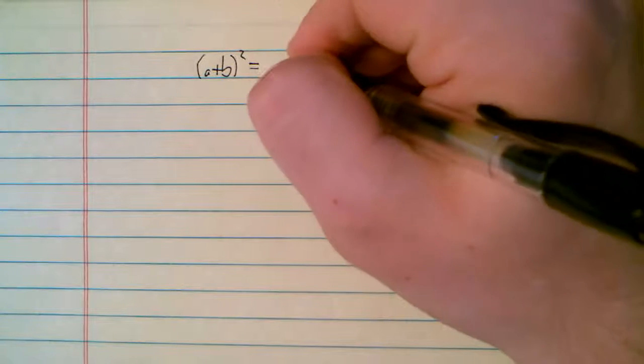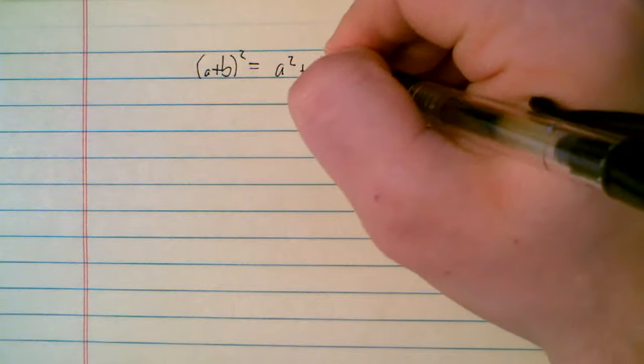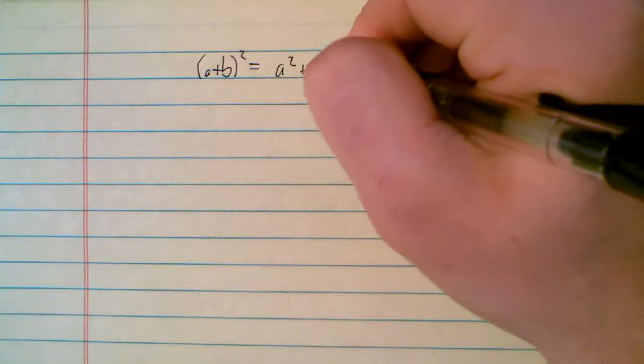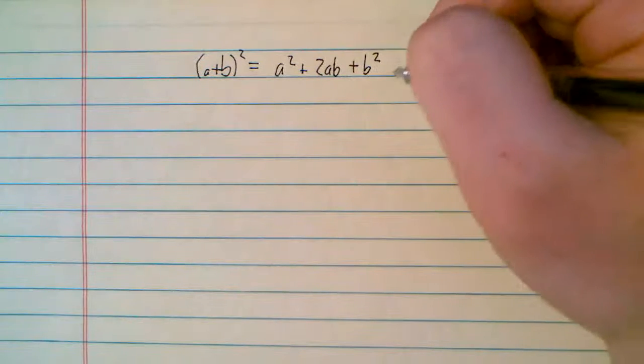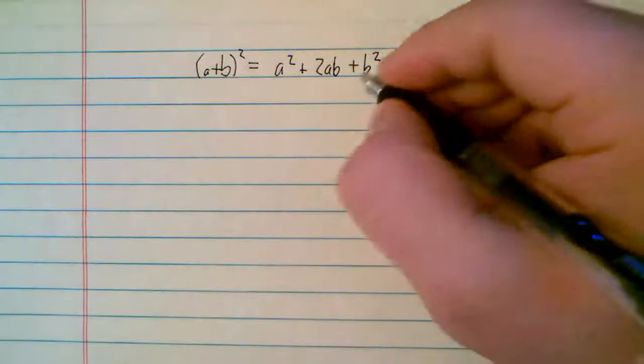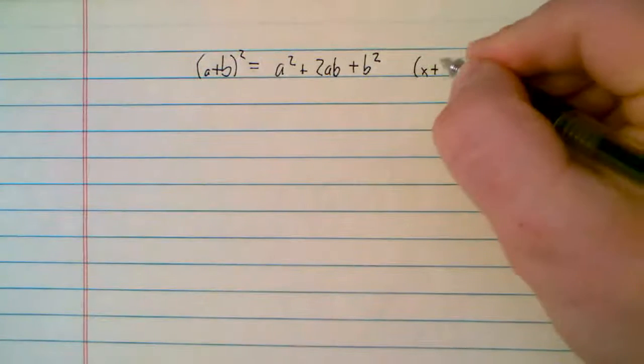In this video, we're going to look at the square of a binomial pattern. So if we have a binomial, such as a plus b, and it is squared, basically what that means is that is going to be equal to a squared plus 2a times b plus b squared.